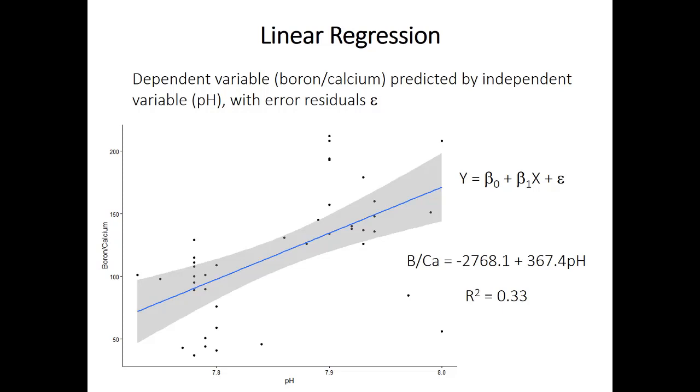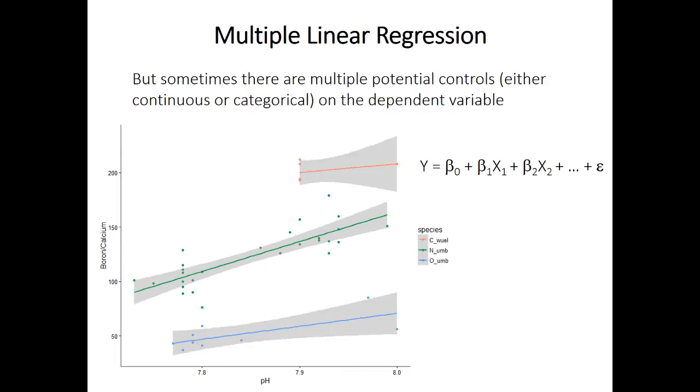So that's not great. But in many situations, there's more than one potential controlling factor. After all, the natural world is a complicated place. So in the case of the previous relationship between pH and boron calcium, it turns out that there are 3 different species of organisms in this study. And as you see from the graph, they each differ quite substantially in their boron calcium ratios, regardless of what the pH is. So if you add species identity as a second independent variable along with the pH, the ability to predict boron calcium increases quite a lot. In fact, the R-squared is up to 0.92, which is really remarkable.